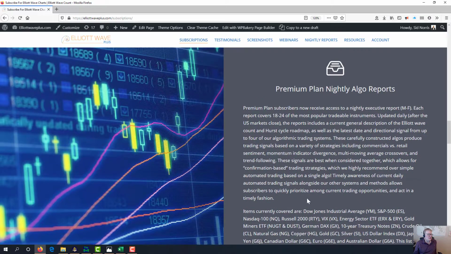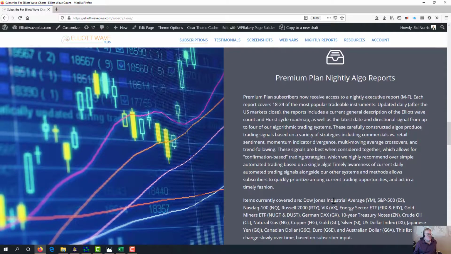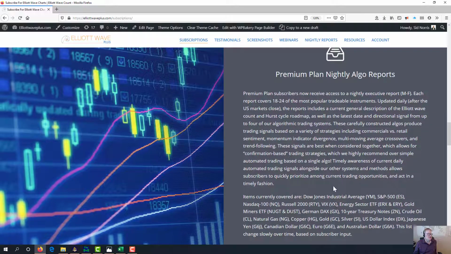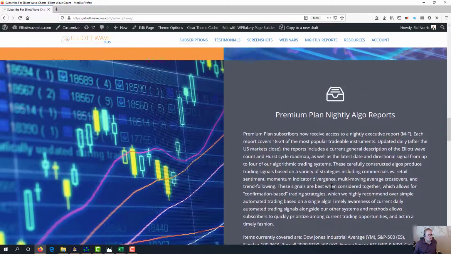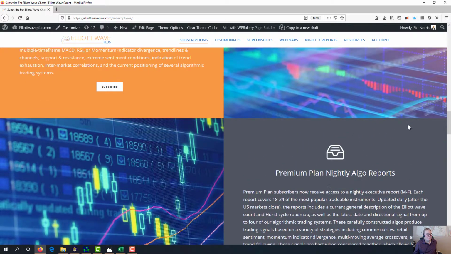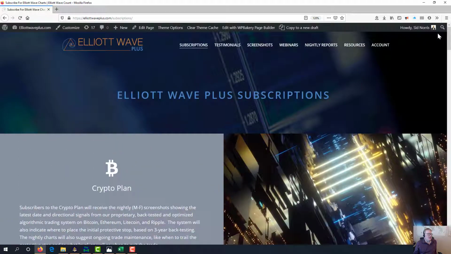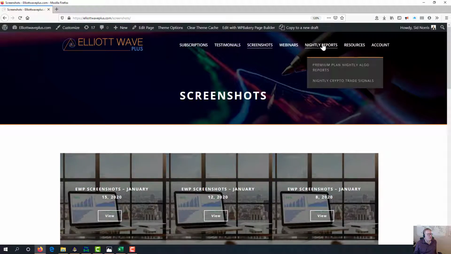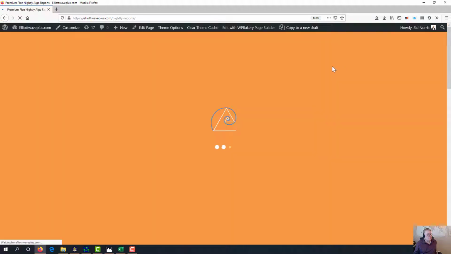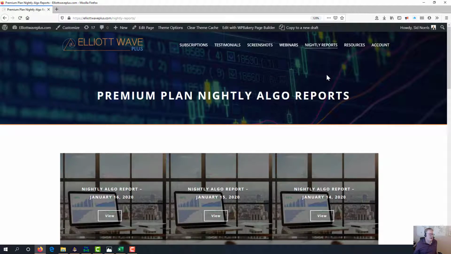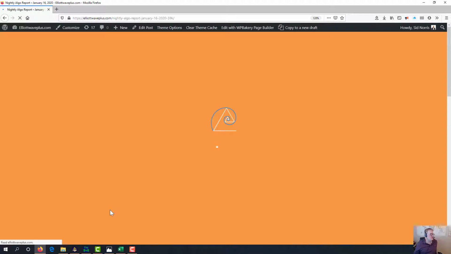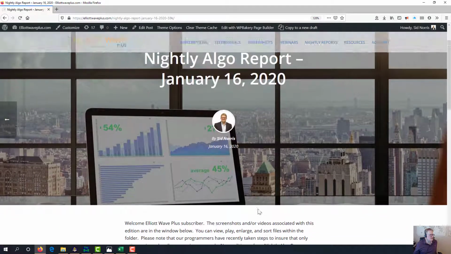And not only do they get the screenshots showing when the trade signals come in, but they also get an additional screenshot showing what the current sentiment positioning is on that item, whether it's commercials or retail traders. And so actually for that, we would go to nightly reports, premium plan, nightly algo reports. And here's the most recent nightly algo report, January 16.